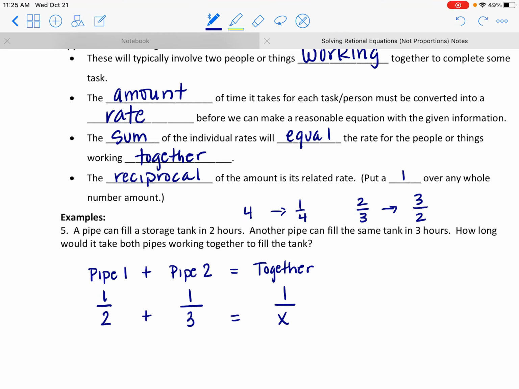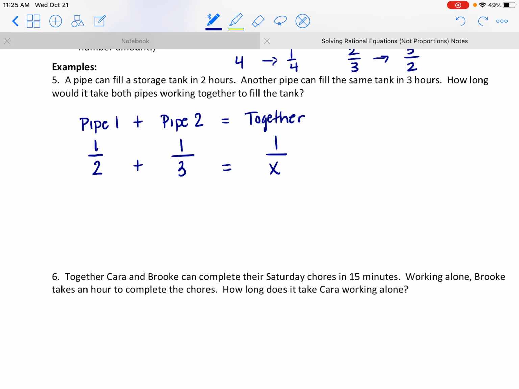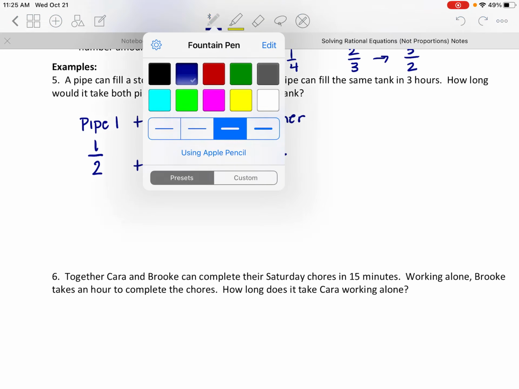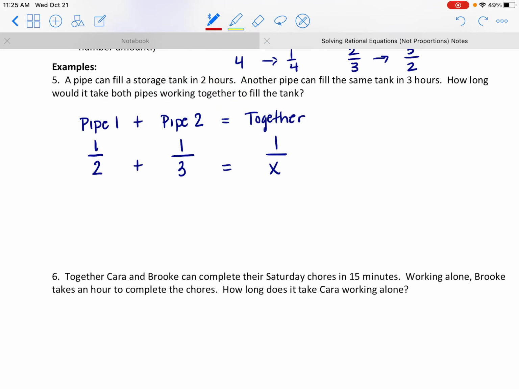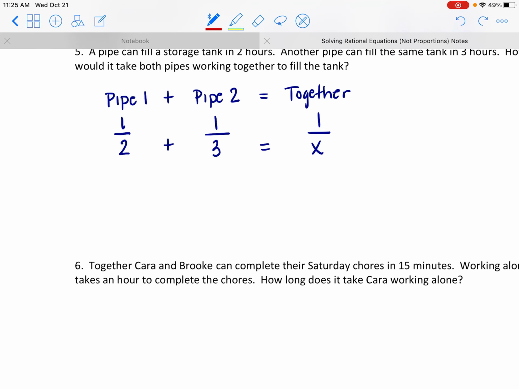Or again, just flip the fraction if it's already a fraction. Okay, so here is our equation. Now we just need to get a common denominator so we can solve. Okay, this is not a proportion, so we're not going to cross multiply. So for 2 and 3 and x, our least common denominator is going to be a 6 and an x.